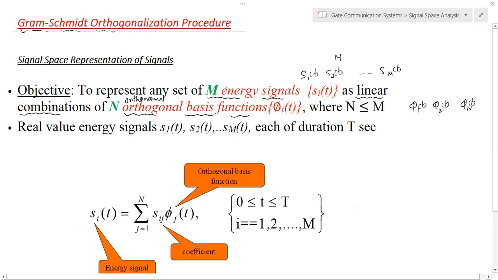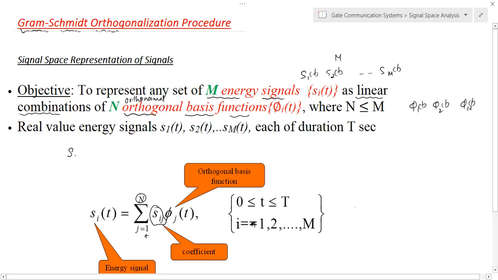Any set of m signals, very specifically energy signals, can be represented as a linear combination of n orthogonal basis functions. So mathematically, you can write, in general, Si of t as sigma j equal to 1 to n, where n is the total number of orthonormal basis functions, and this orthonormal basis function is represented as phi j of t. And this Sij is actually the coefficient of this orthonormal basis function, and the value of i varies from 1 to m because there are m signals.